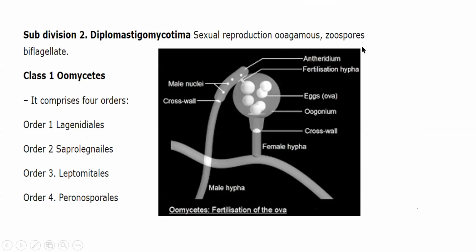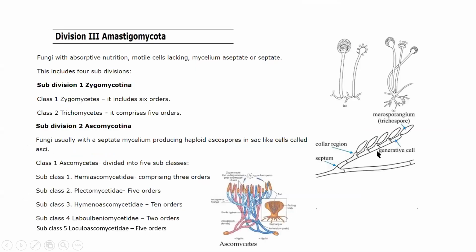Here sexual reproduction is oogamous. You can see the difference in the sex organs. The female sex apparatus is larger, the male sex reproductive organ is smaller. So there is a morphological difference between the sexual reproductive organs of the male and the female. That is the major criterion of this second subdivision under Mastigomycota.